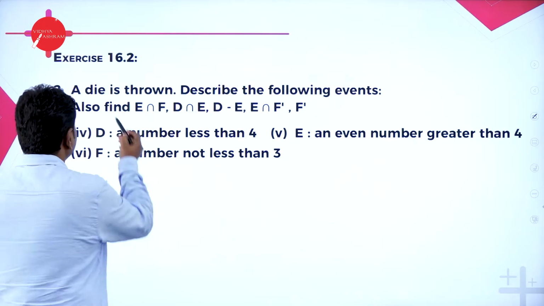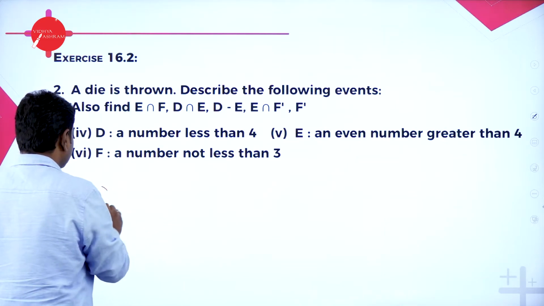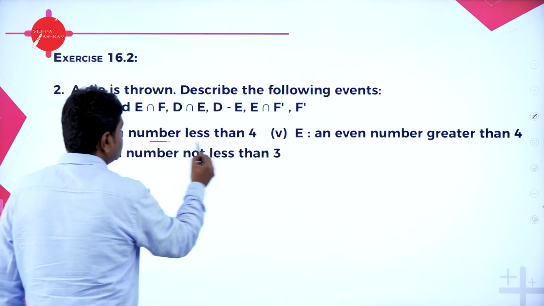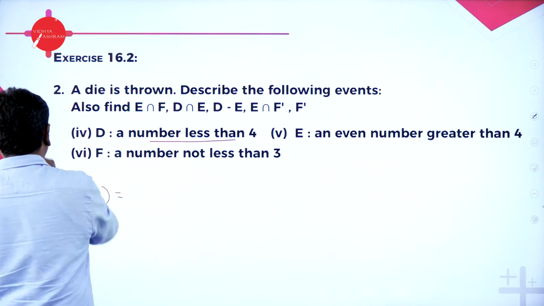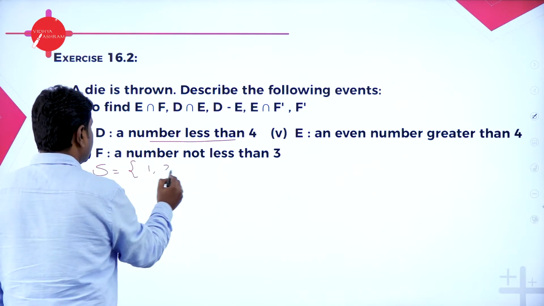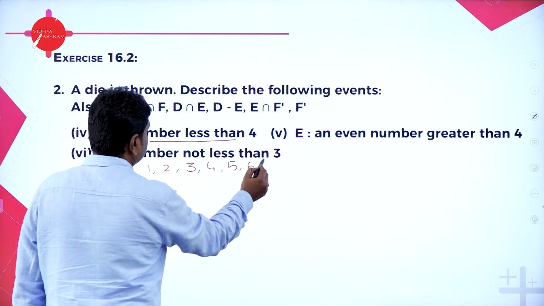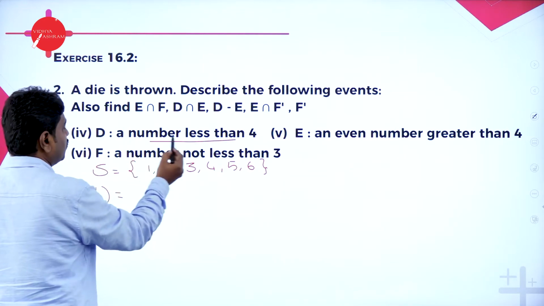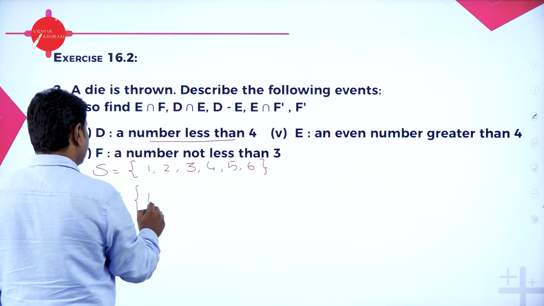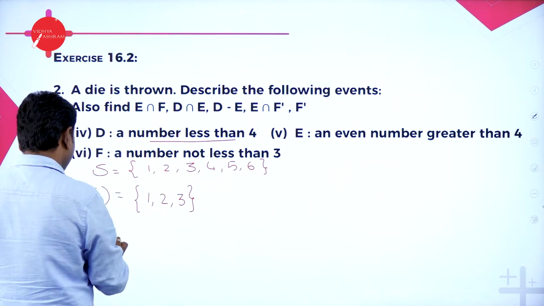Next we have: a die is thrown, describe the events. Event D, a number less than 4. See, first before we go to any problem, write the sample space. What is the sample space when you roll a die? 1, 2, 3, 4, 5, 6. These are the possible outputs. And D, what is D? A number less than 4. What are the numbers less than 4? 1, 2, 3.